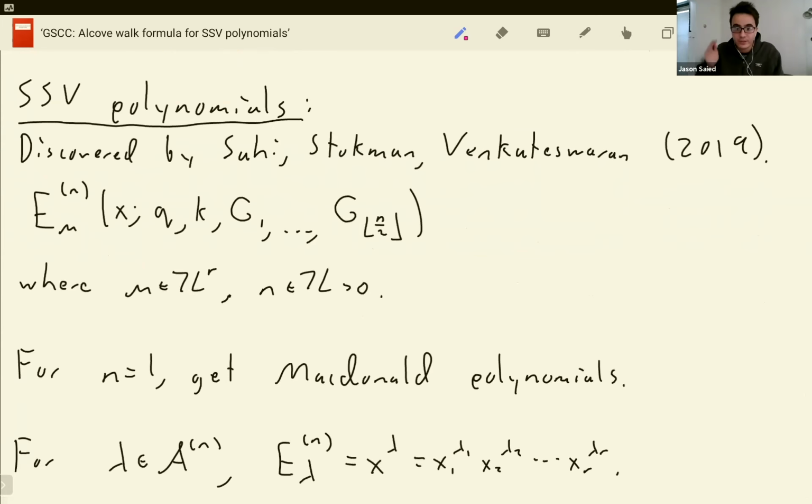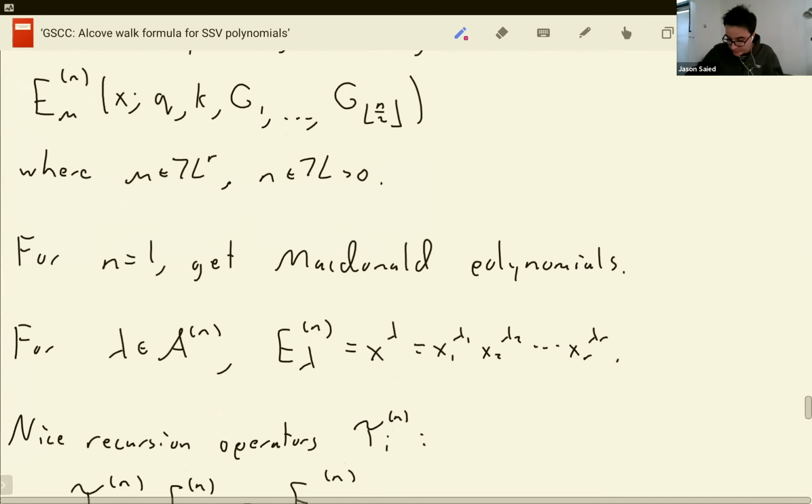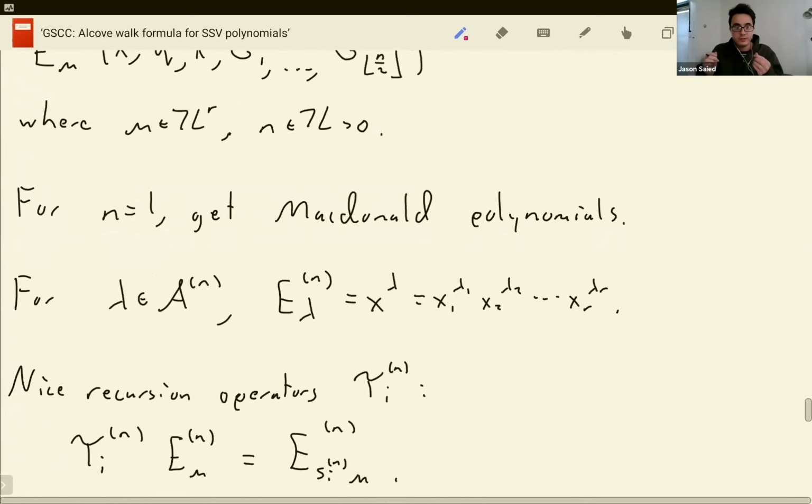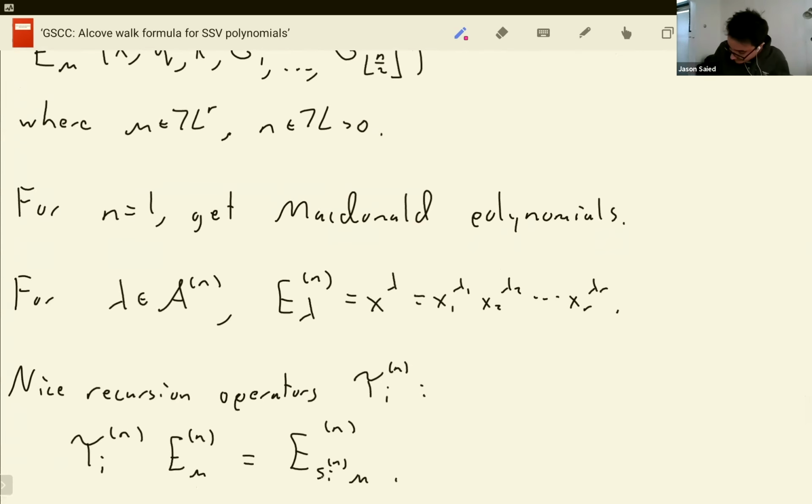Another example, so that you can all say you know some SSV polynomials. If lambda lives in our fundamental alcove, then actually E_lambda is just a monomial. It's just x to the lambda. So there are some easy examples. But the rest are more complicated, but not too bad because they satisfy a recursion. So there are these operators tau_i that when you do tau_i on E_mu, you get E_{s_i mu}. So it knows about the n, and it permutes the entries of mu according to s_i.